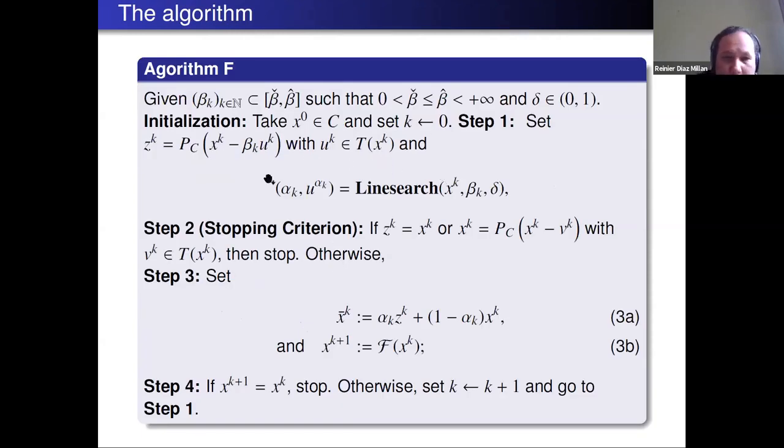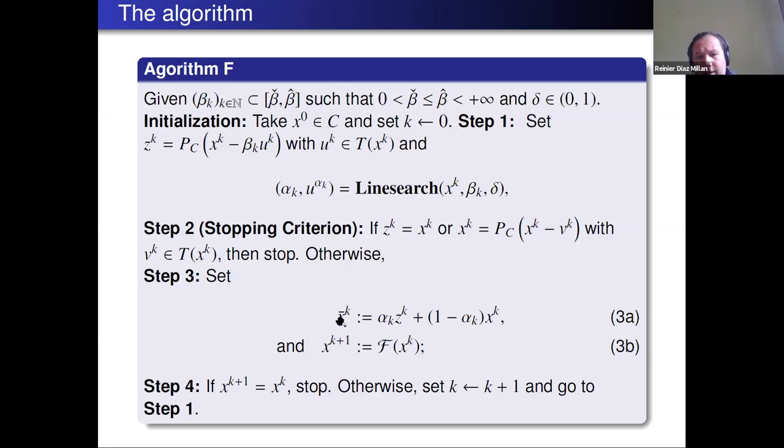Then, given the point xk, we compute the point alpha k and u alpha k as the output of the line search, okay? Now the stopping criteria is very classical. If these two, xk and zk, coincide, then xk is a solution. And also if sk is equal to this one for any vk in T of xk, okay? These two conditions mean that xk is the solution of the variational inequality.